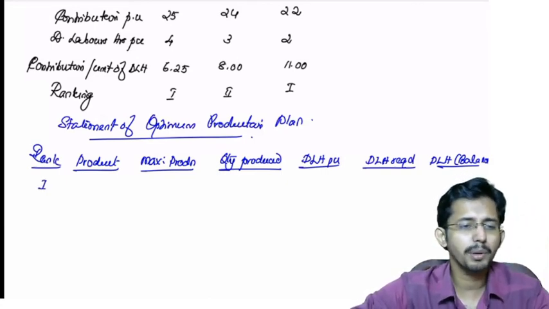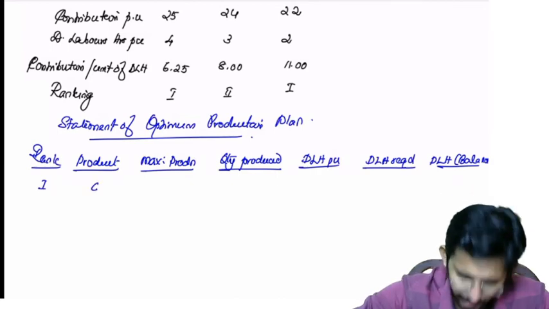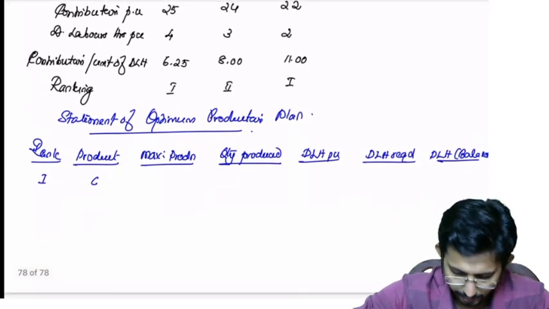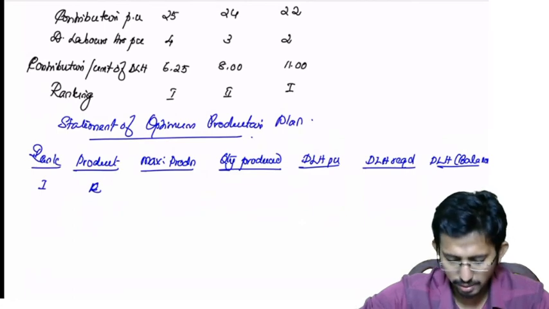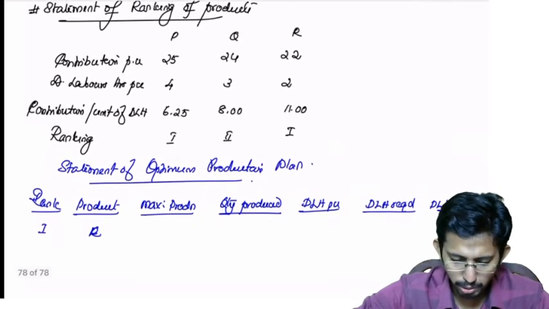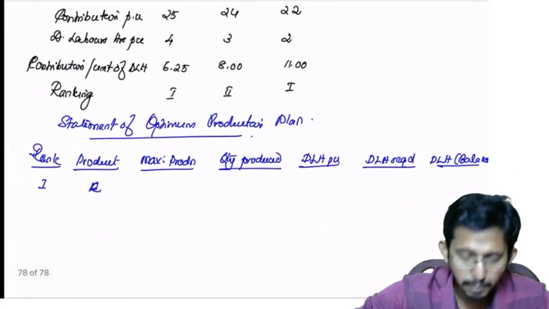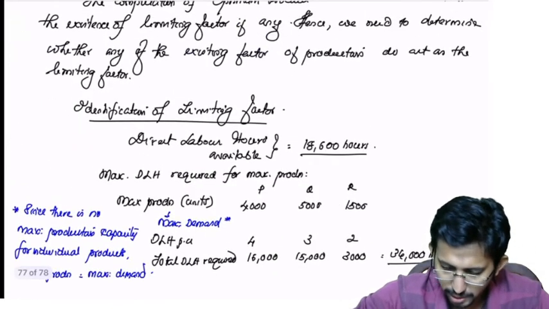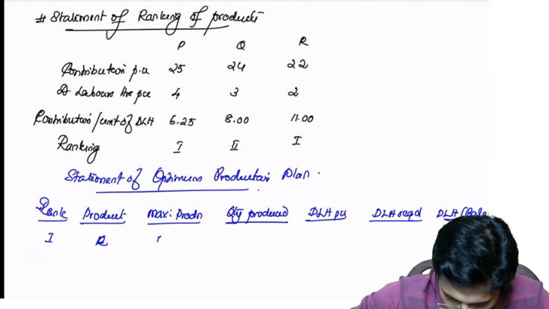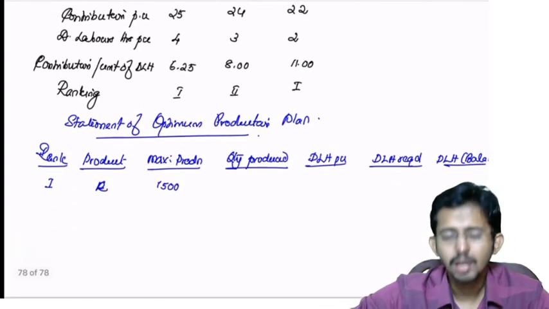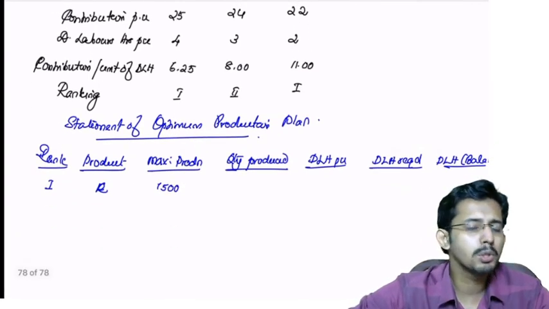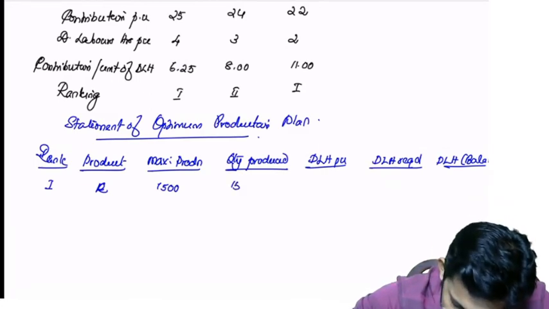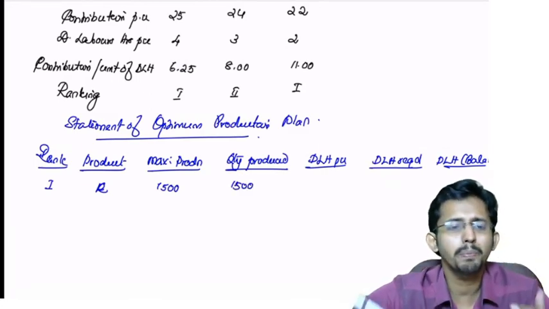Which is the first rank product? First rank product will be C product. Sorry, it's R. Product R. Then what is the maximum production possible? How much maximum you can produce? You can produce how much we have already computed. Maximum production is 1500. So out of this maximum production possible, how much you will produce? You will produce 1500. Because it's the first rank product, so produce maximum.